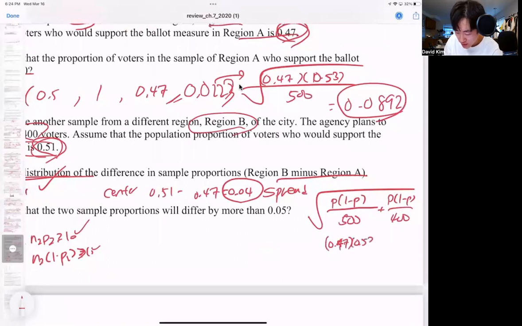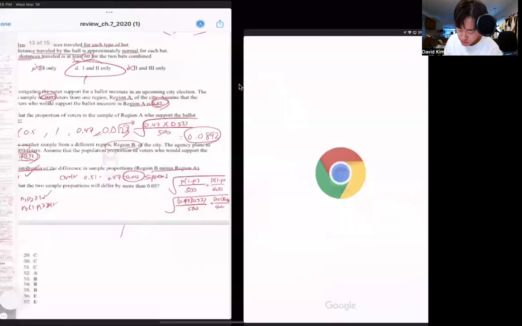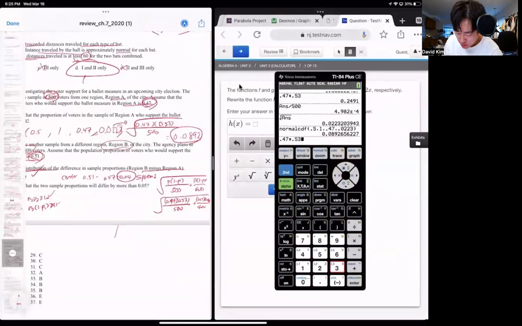0.47 times 0.53 over 500, plus this would be 0.51 times 0.49. I'm running out of space, but that's 49, everybody. I'm going to just use the calculator here. So 0.47 times 0.53 divided by 500 and 0.51 times 0.49 divided by 400. You add these up and then you square root the whole thing and you get this standard deviation. The spread is 0.03351. And I think that is the correct answer.